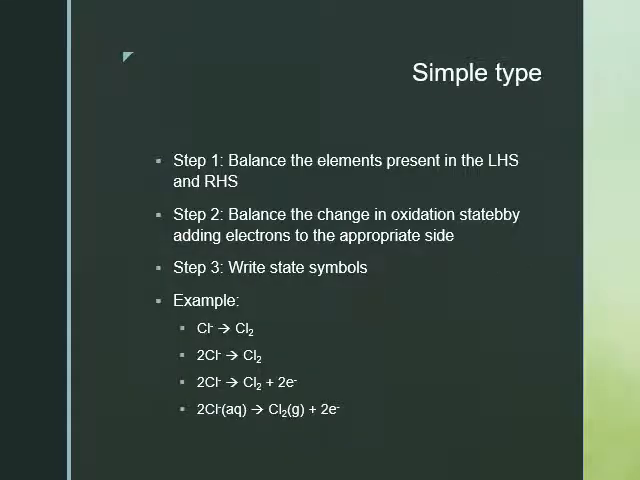So the simple type is very simple. We write the elements present, we balance the elements, and then we balance the oxidation state by adding electrons. For example, Cl minus to Cl2. First stage, balance the elements. There's 2 Cl on the right, so there must be 2 Cl on the left. Next, to balance the oxidation state, in this case I have to put 2 electrons here to balance.